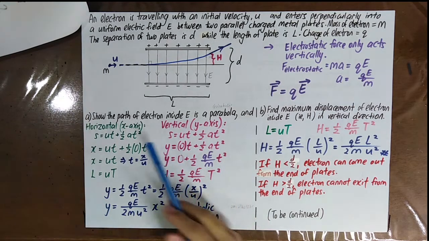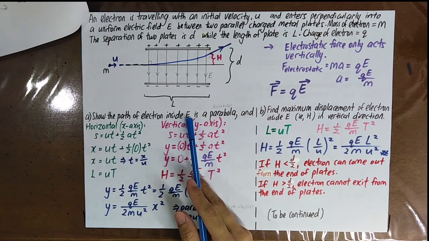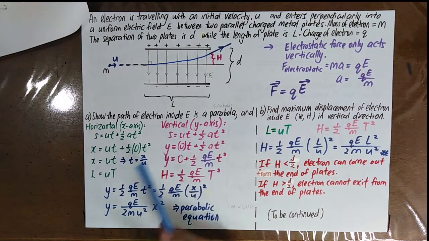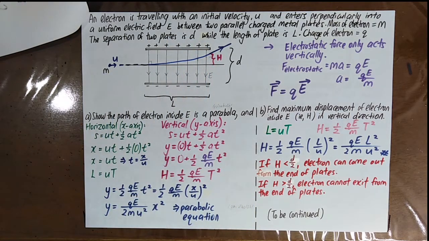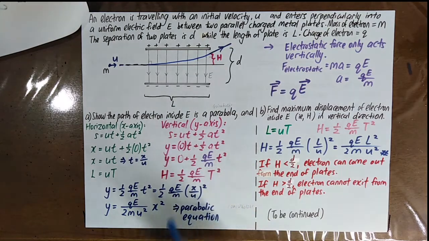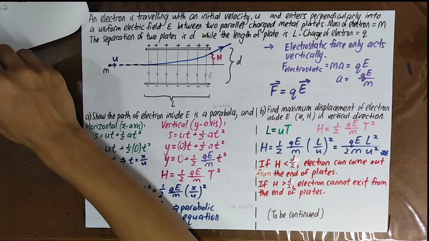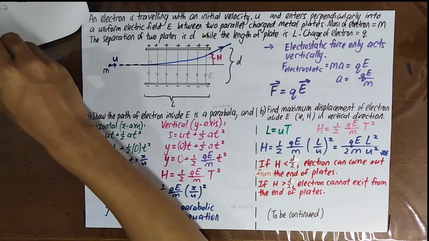So now I want you to show that the path of the electron inside the uniform electric field is a parabola. Okay? So now you consider the horizontal motion first. In the horizontal motion, we do not have any force, and therefore the electron is moving at a constant velocity u, because the initial velocity is u. So it will be moving like this.